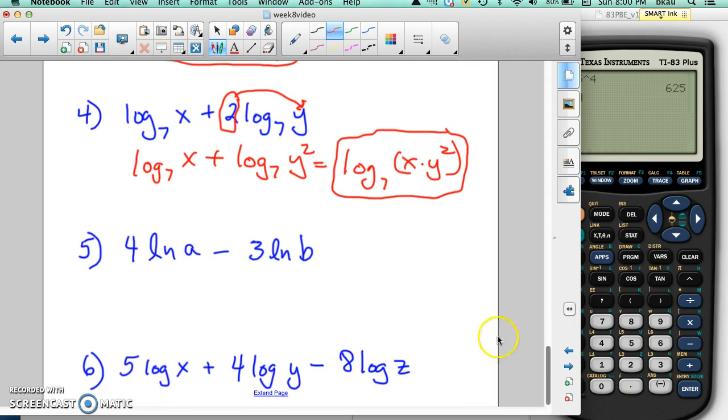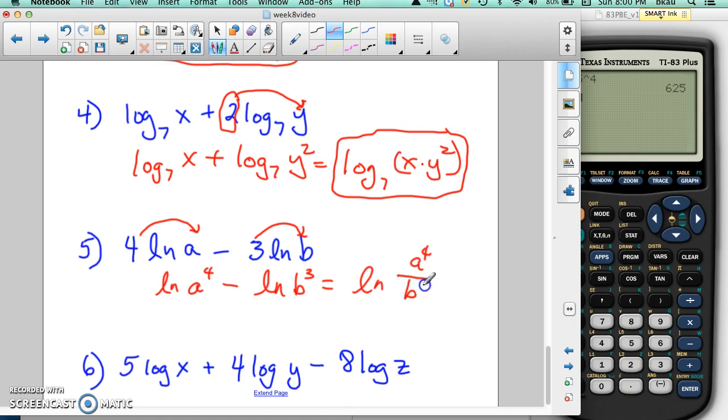All right, this one here has both of the powers here. So we're repeating this, so this one is going to move up here, this one's going to move up here, so we're going to have ln of a to the 4th minus ln of b to the 3rd. Since it's a subtraction, we would write it as a division, a to the 4th divided by b to the 3rd. So we've condensed it down to one logarithm.